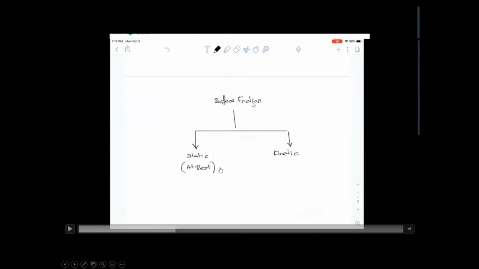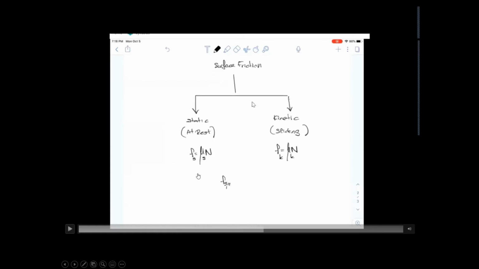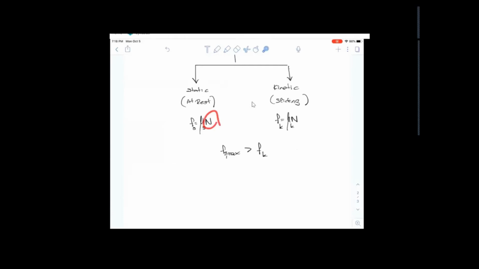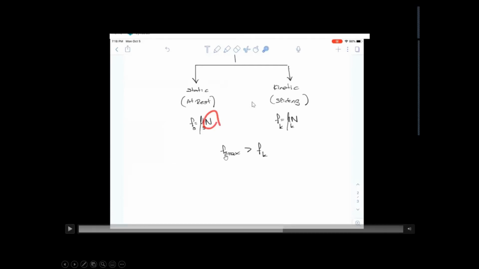All right, so if one surface is at rest relative to the other one, then it's called static friction. And if one surface is sliding over the other one, it's known as kinetic friction. All right, static friction is going to be larger than the kinetic friction. The maximum static friction is going to be larger than the kinetic friction. And you know this how? Whenever you're pushing up against something, it's going to take a lot more force to make something move than to keep it moving. That's how you know.